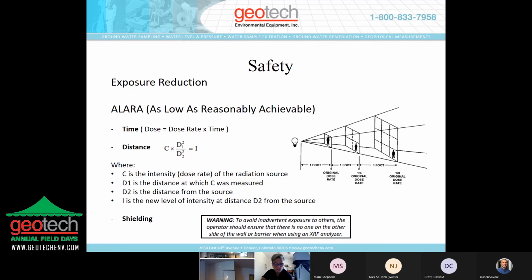Okay, we'll move on to safety. Let me see how much time. Okay, so safety-wise, when operating XRF, the mantra is ALARA, and that's to keep your exposure as low as reasonably achievable.